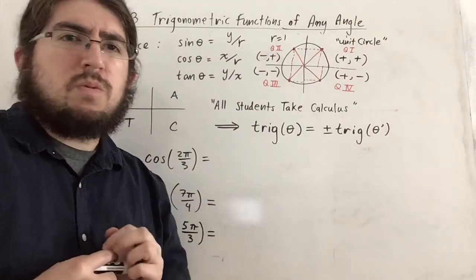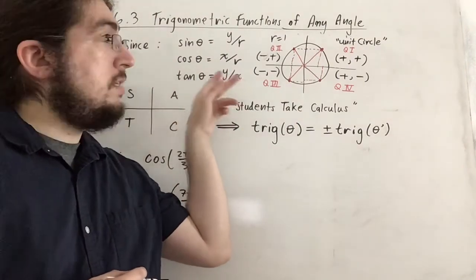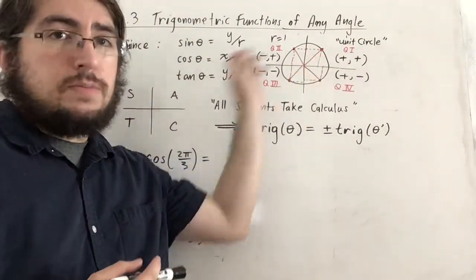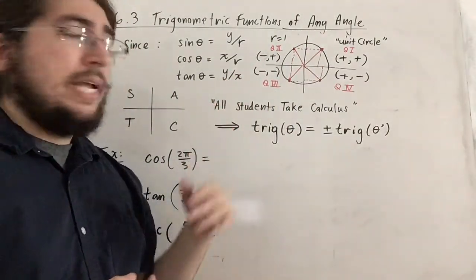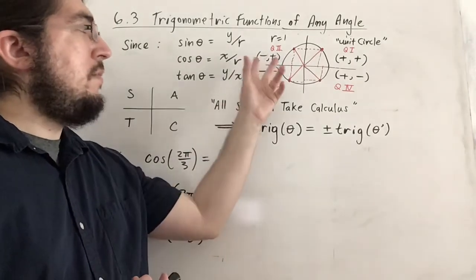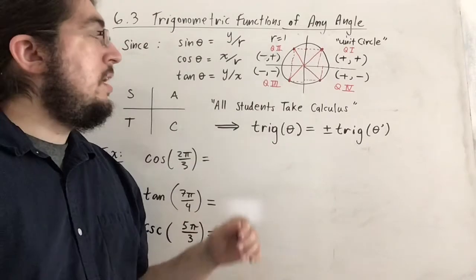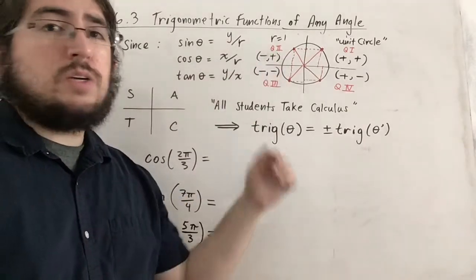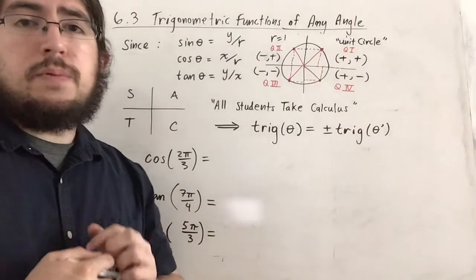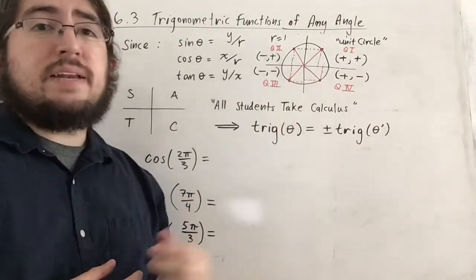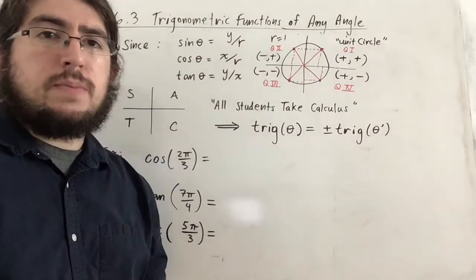What about tangent? Well, tangent is y over x, so it's positive when they're both the same. Positive over positive is a positive, so it's positive in the first quadrant. Negative over negative is also a positive number, so tangent will be positive in the third quadrant. But positive over negative, or negative over positive, would be a negative number, so it's negative in the second quadrant, and again negative in the fourth quadrant. There was a lot of rambling, but hopefully we followed the argument there.